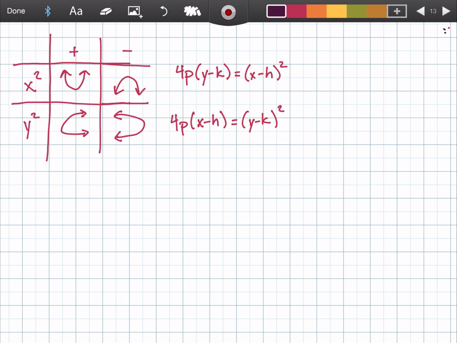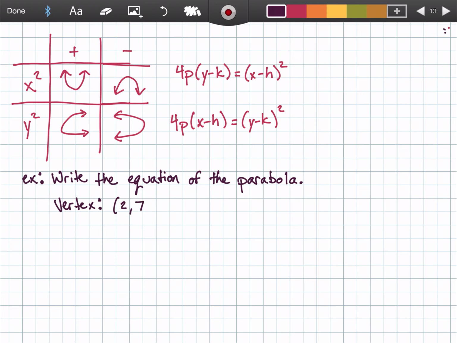So here is an example for you, where we're still going to be writing the equation. Maybe I'll just write down the instructions. Write the equation of the parabola. And you'll be given something like the vertex is at 2, 7, and the focus is at 2, 9.